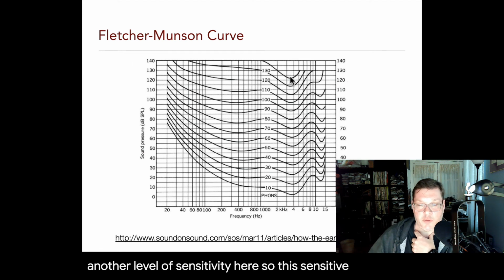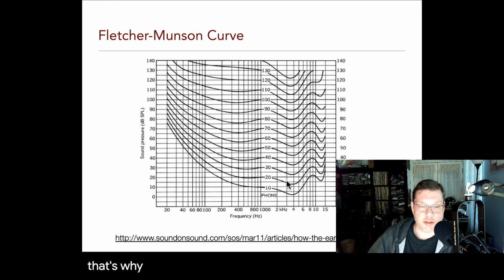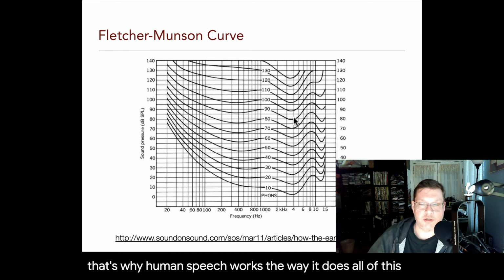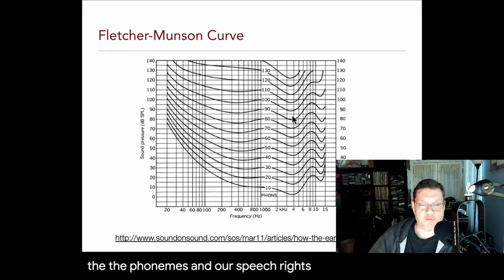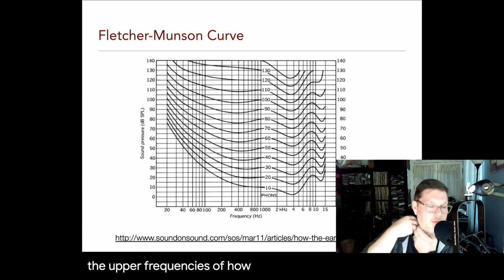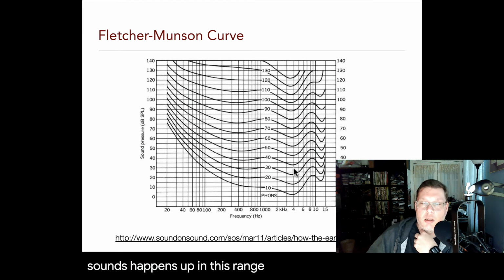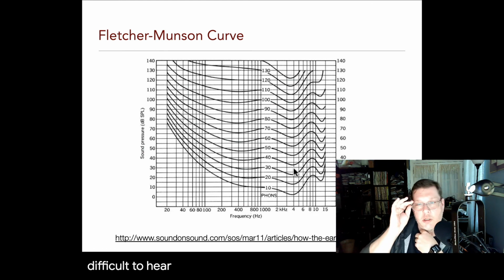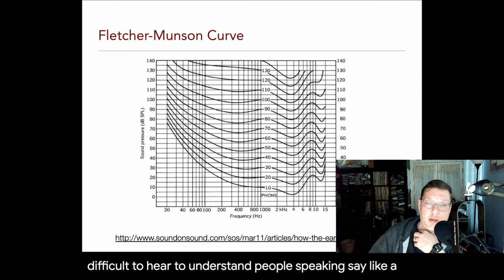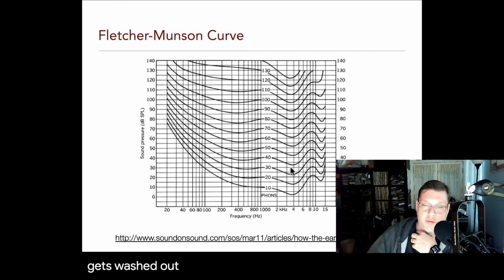So this sensitive spot here in the 3 to 4 kilohertz range actually represents why human speech works the way it does. All of this is the phonemes in our speech, right? So there's a fundamental pitch that you hear from my voice, but all of the upper frequencies of how I form vowels and other sounds happens up in this range, which is why it can be difficult to understand people speaking, say, in a loud club, if there's music happening, because this stuff gets washed out by other sounds.